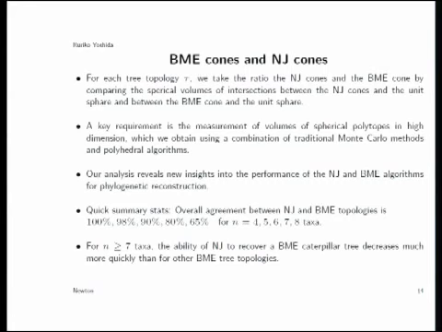And so the quick summary: the ratio between the neighbor-joining method and the BME tree topology is 100% for n equals 4, 98% for n equals 5, 90% for n equals 6, 80% for n equals 7, and 65% for n equals 8. And the weird thing is that for n greater than or equal to 7, the neighbor-joining method has difficulty recovering the BME tree for the caterpillar tree. And we don't know why, actually.